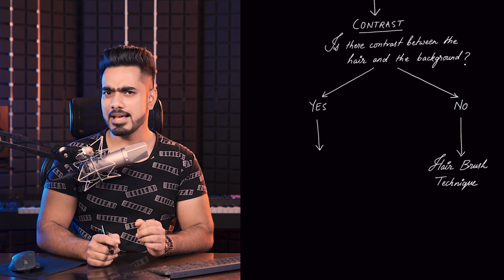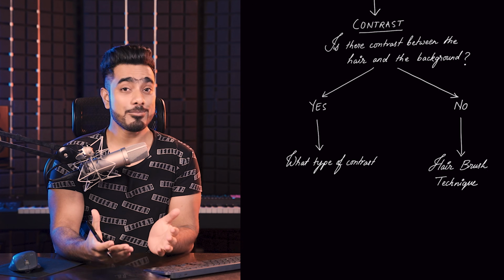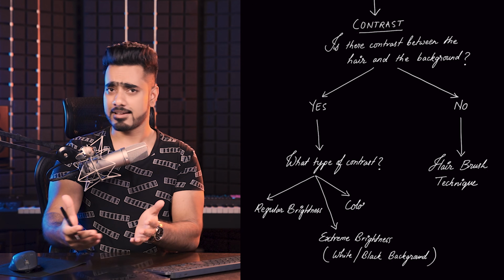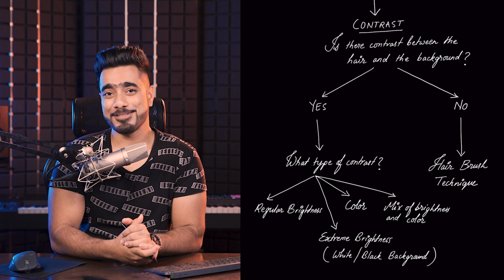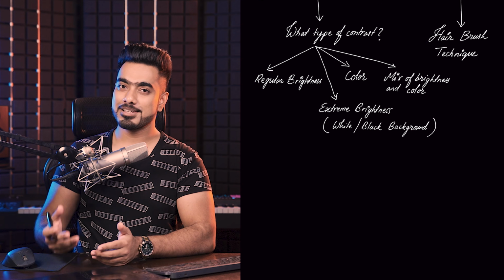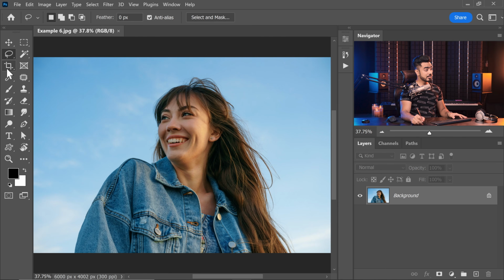But if the answer is yes, again, there's one more question. We need to ask ourselves, what type of contrast is there between the hair and the background? Is it brightness? Is it color? Or is it a mix of both? If it's just regular brightness, like if there's a sky in the background or a light colored backdrop, I recommend using the Select and Mask workspace. So this image falls into that category.